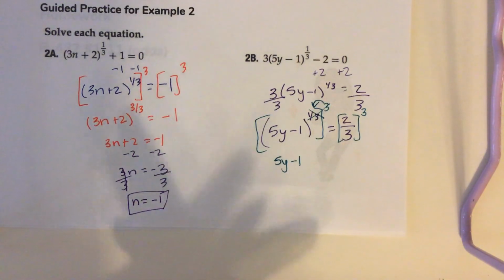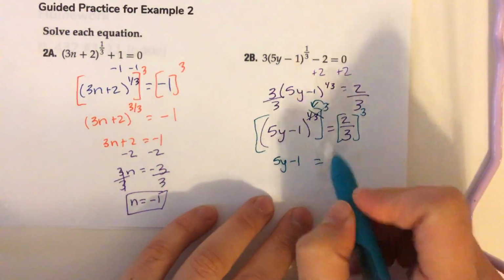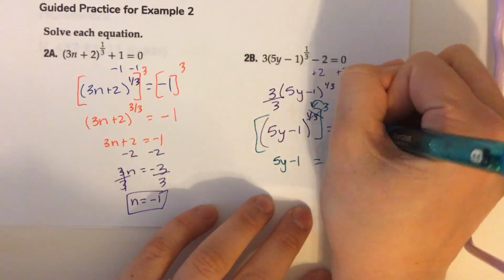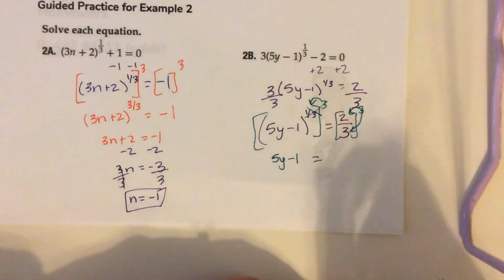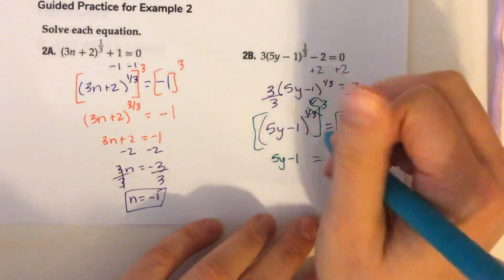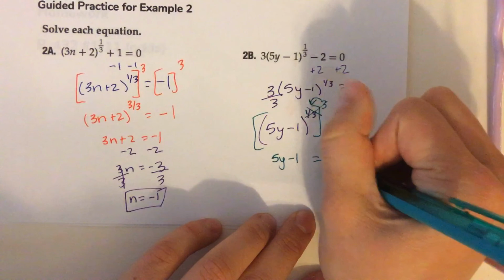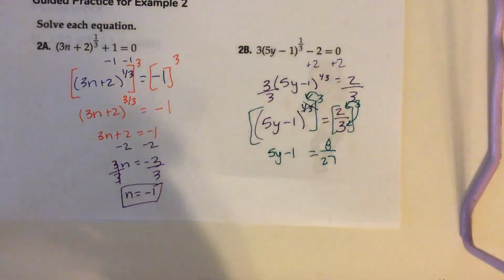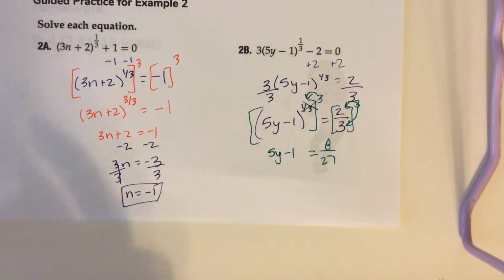So we get 5y - 1 equals, well, I can take this 3 to both the numerator and the denominator. 2 cubed is 8. 3 cubed is 27. You could also just type that into your calculator. It would also do that for you. And now we just have a two-step equation to solve.